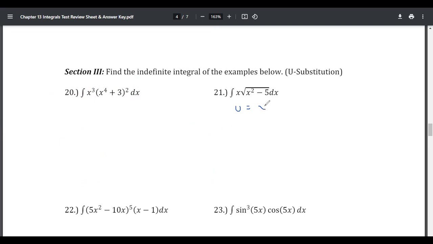x squared minus 5. Okay, what is du? 2x dx. Don't forget the dx. Most people forget the dx part. Okay, are you with me so far? Yeah, sorry. All right.